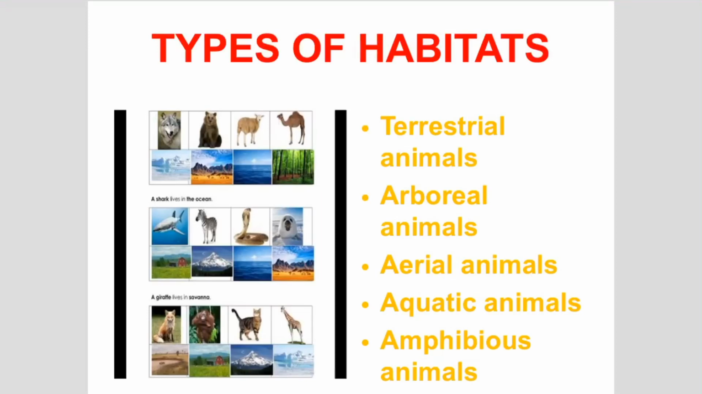Children, depending on the habitat of animals, they can be differentiated from one another into 5 different groups. Terrestrial animals, arboreal animals, aerial animals, aquatic animals, and amphibious animals.